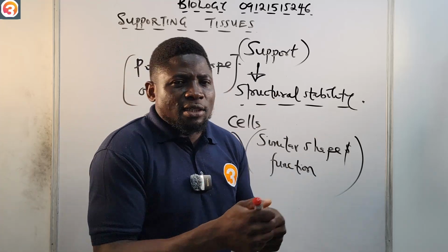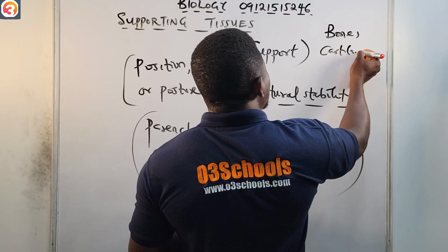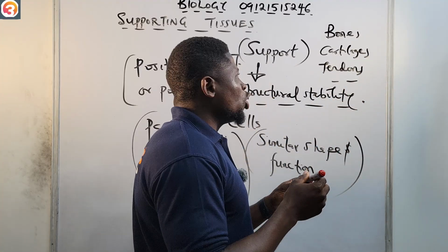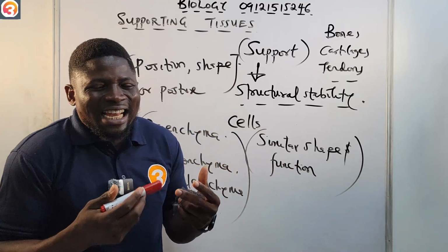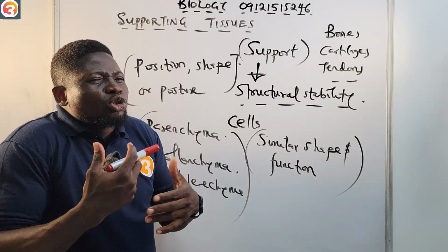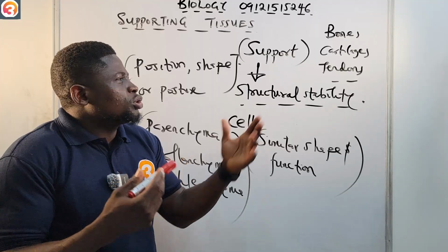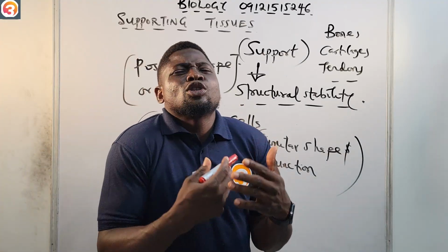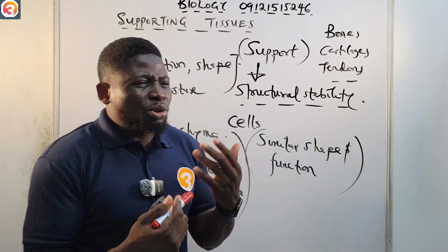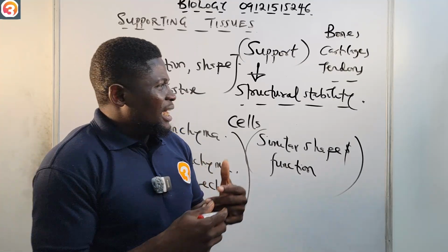But for animals, we have bones, cartilages, tendons, and the likes. All of these are support systems in animals. They help to give the organism mechanical strength, or structural stability. That is what supporting tissue does in an organism. There are tissues that help to give an organism mechanical strength and support.